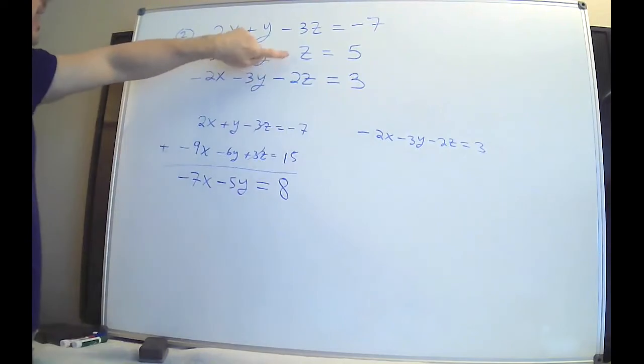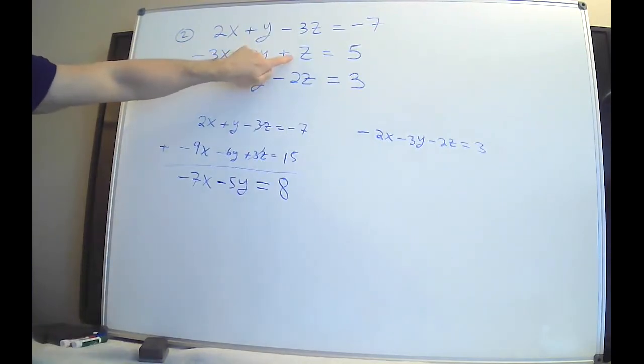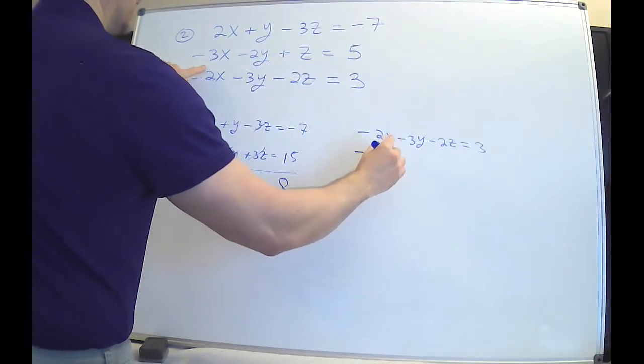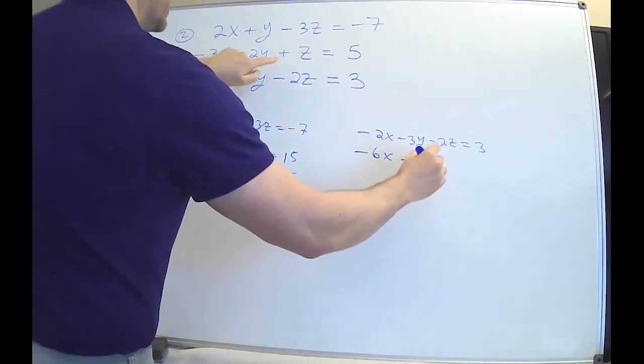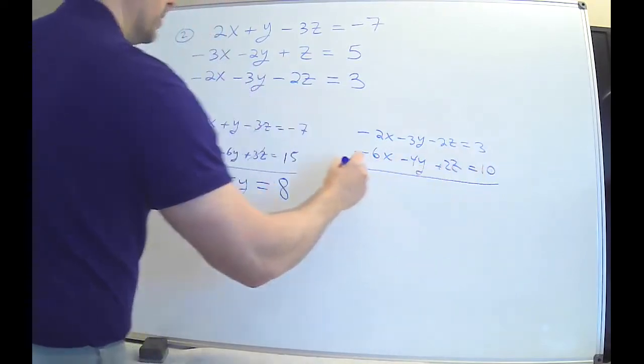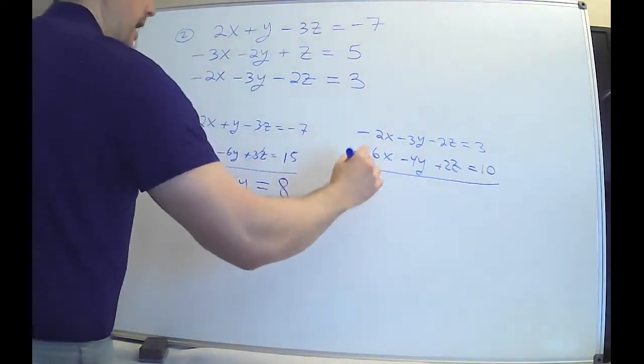Now, let's say I want to eliminate z using these two. I need a positive 2 here, so I've got to double them all. -6x, -4y, positive 2z, and then double 5. You get 10. I just doubled them all, times them all by 2. Now add them together.